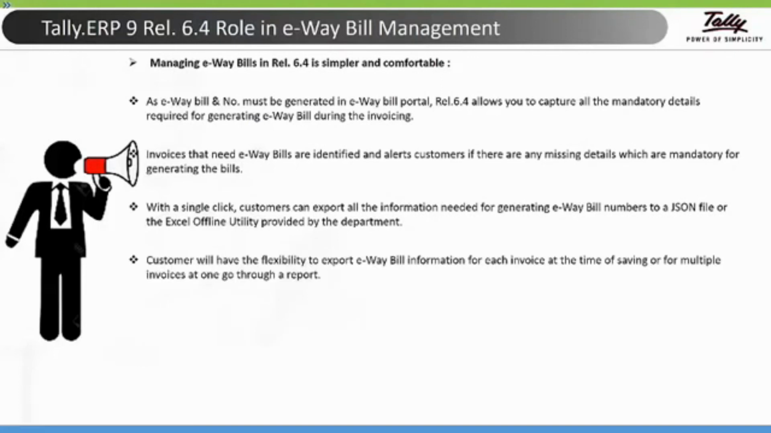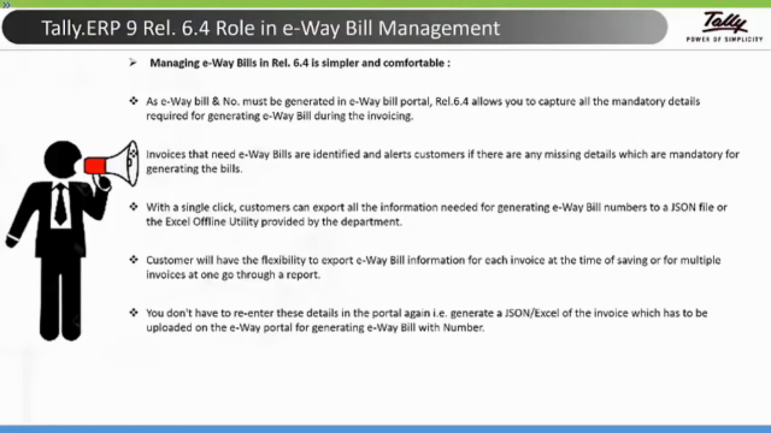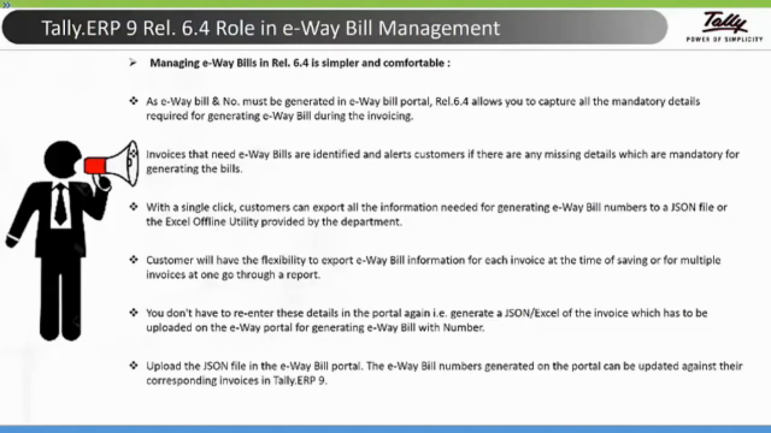Customers will have the flexibility to export e-way bill information for each invoice at the time of saving or for multiple invoices in one go through the report. You don't have to re-enter these details in the portal again, that is, generate a JSON or Excel of the invoices which has to be uploaded on the e-way bill portal for generating the e-way bill with number. Upload the JSON file in the e-way bill portal. The e-way bill numbers generated on the portal can be updated against their corresponding invoices in Tally ERP9. So the customer can record and track invoices along with their e-way bill numbers from reports.